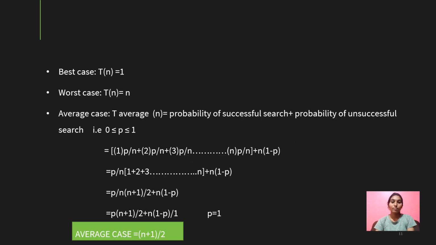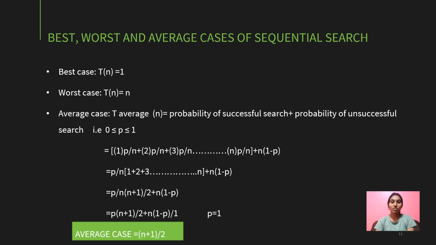Let's discuss the time efficiency, that is best, worst and average cases of the sequential search algorithm. The best case is T of n equals 1, because the search element is present at position 1 of the list. Then it is easy for us to search the element. So T of n is equal to 1. The worst case is T of n equals n, because if the search element is present at the last of the list, it is very difficult for us to search the element. So T of n is equal to n for the worst case.